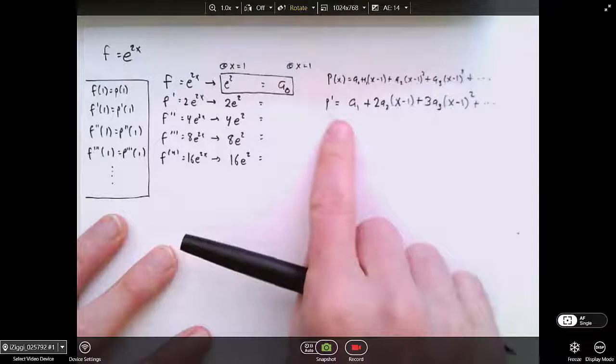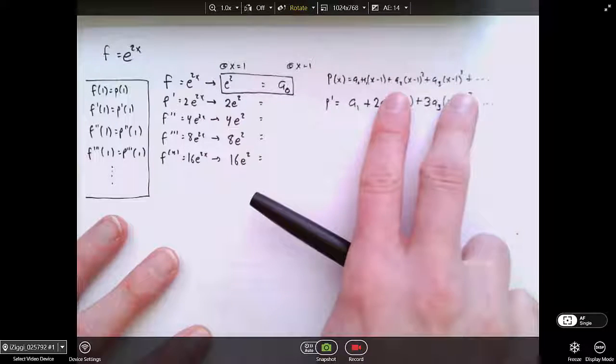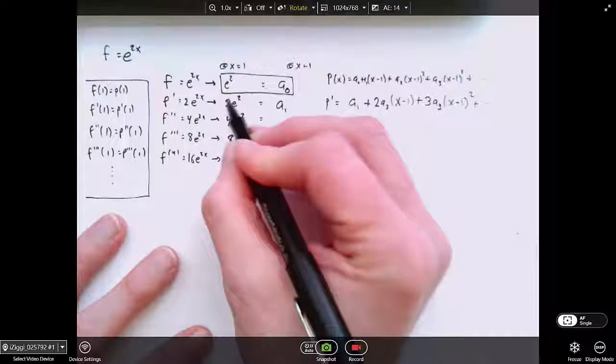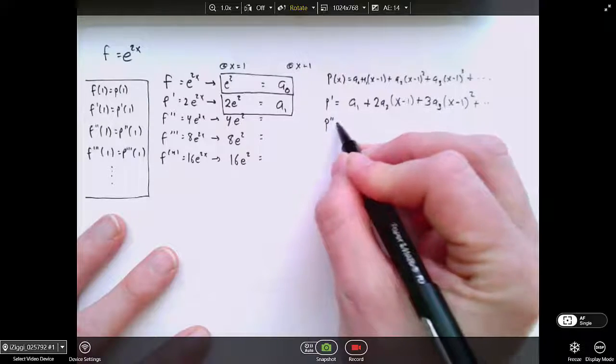So if I plug in x equals 1 here, exact same thing as last time. All the terms with x minus 1 evaluate to 0, and I'm left over with a sub 1 here. Let's do one more, and then you'll see the general pattern.